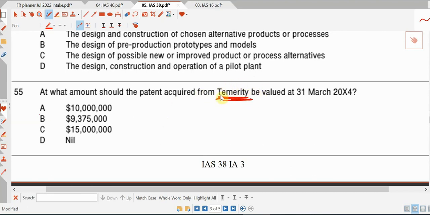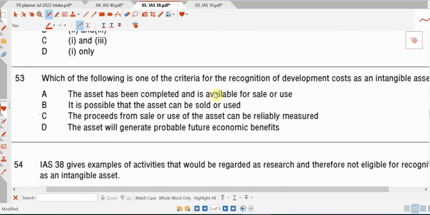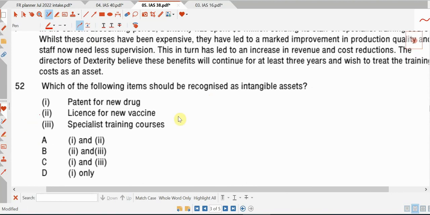So that means for this question, you must read the story. Some questions have no company name. They just ask for general things. For example, you look at question 52: which of the following should be recognized as intangible assets? So this is a general question that you do not need to read the story for.